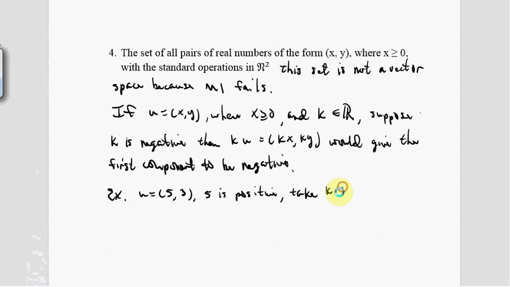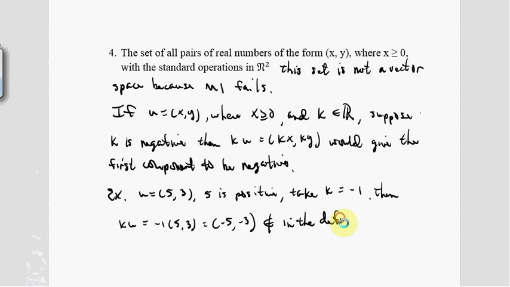Take k to equal negative 2. It doesn't matter, any negative number is fine. Say negative 1. Then k times u is equal to negative 1 times (5, 3), which is (negative 5, negative 3), right? This is not in the defined space.